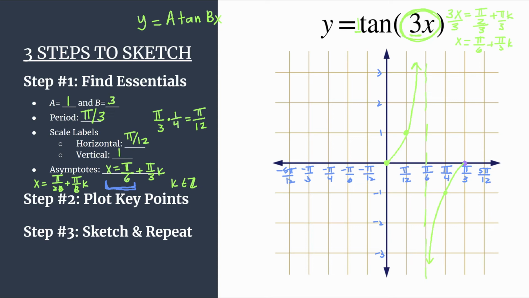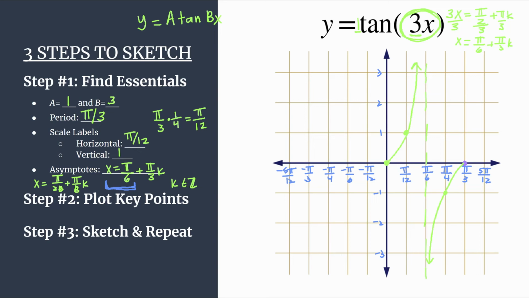I like to call this a split cycle just because instead of a smooth continuous curve, you have the upper half, the asymptote, and the lower half. It's just a nice name, a nice way to refer to it. Okay, so that's one cycle of tangent.